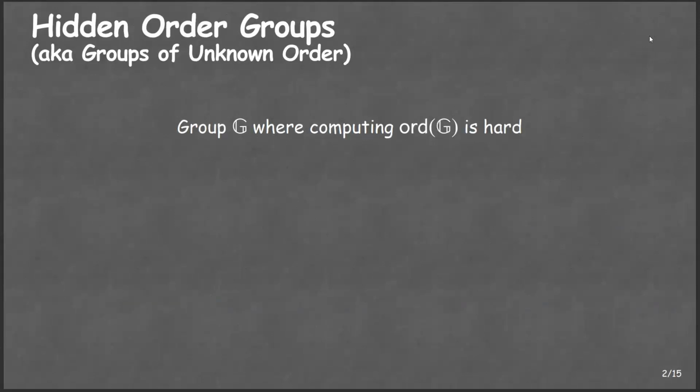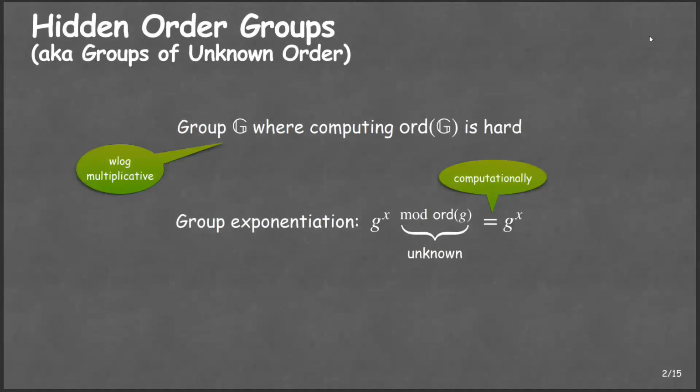Okay, so I want to start my talk by saying a few words about the cryptographic setting that I like, which is that of hidden order groups, or groups of unknown order. It's the same terminology. These are groups where presumably computing the order is computationally hard. For the rest of the talk, we are only concerned with multiplicative groups. Let's see what happens if one wants to perform an exponentiation over these groups.